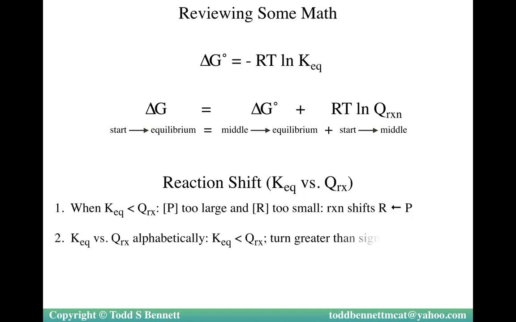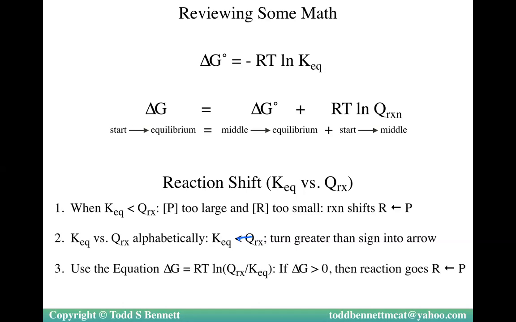But an easy way to do it, totally true, but instead of doing this theoretical or conceptual calculation, I'm going to say just simply draw K and Q alphabetically. Here are K and Q alphabetically, and take that greater than sign, just turn it into an arrow, meaning you do this. You draw it like this, which means it wants to go from products to reactants, when I turn the sign into an arrow.